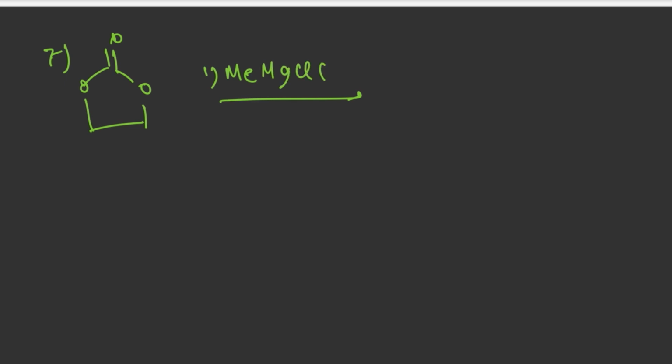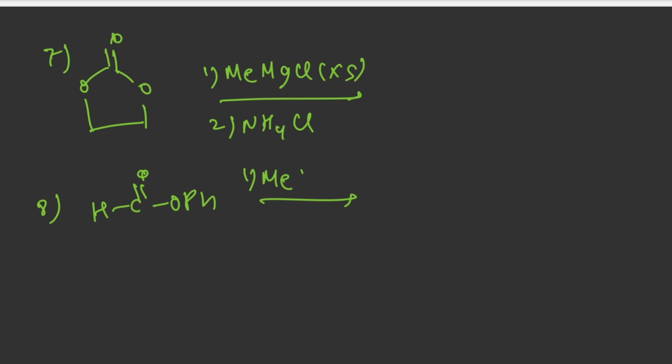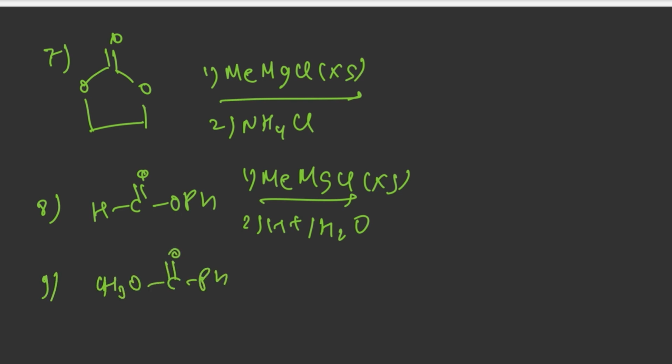Seventh, first MeMgCl, which is in excess, second NH4Cl, and C double bond OPh. Eighth, MeMgCl, which is in excess, second H plus H2O. Ninth, CH3O C double bond OPh, first PhMgBr, which is in excess, second H plus H2O. Now pause the video and try to answer on your own.